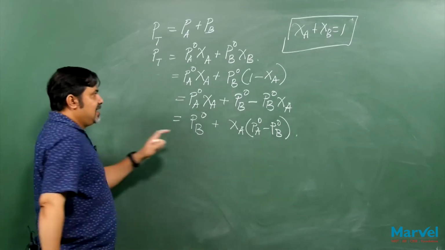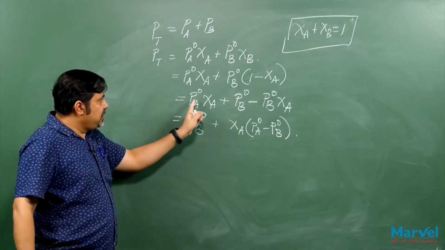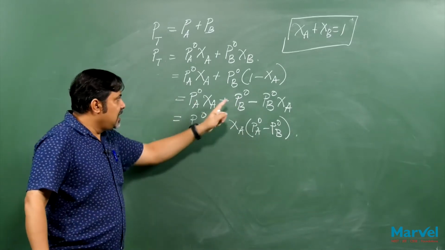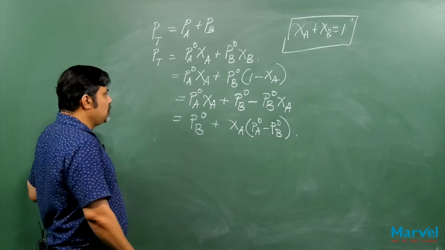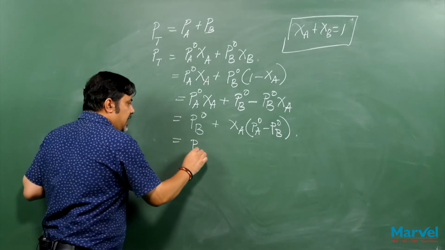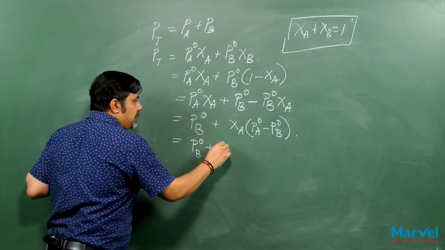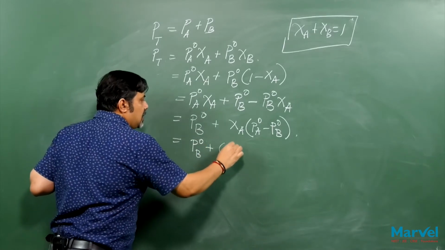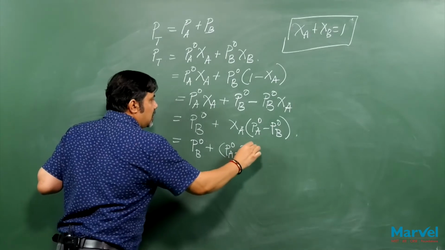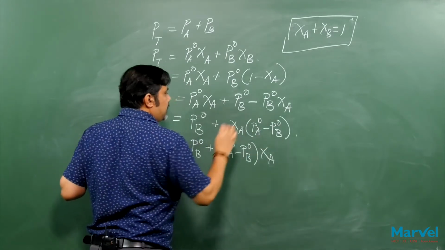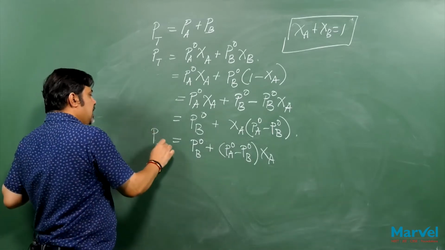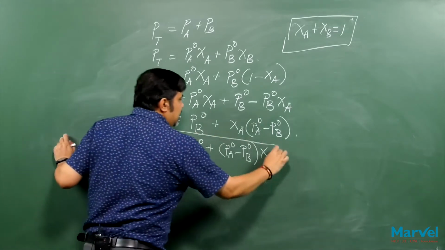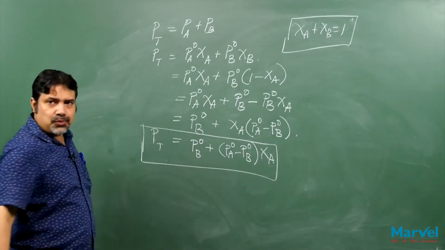Look, this is PB naught plus, and this part is plus, minus, minus. Instead of this we can simply write plus PA naught minus PB naught times mole fraction of A. This way we can write. So this is nothing but P total. The same thing can be done in terms of mole fraction of B also.